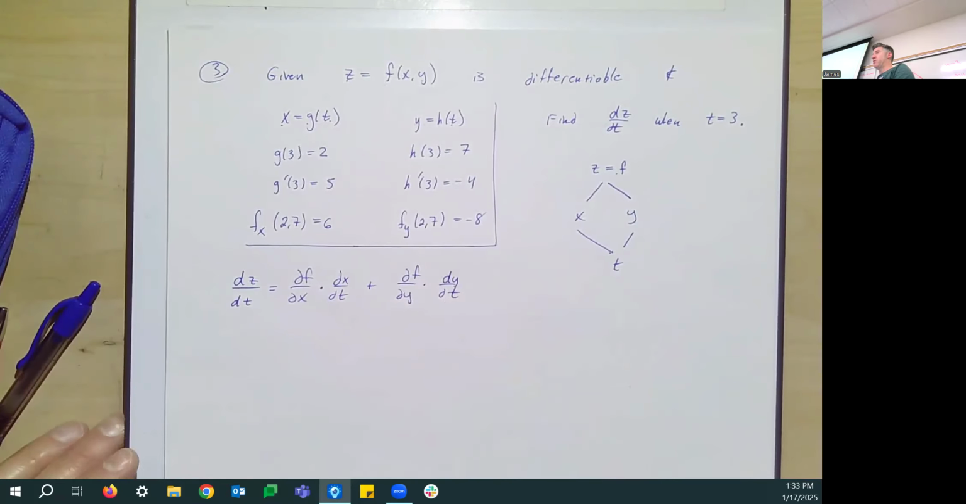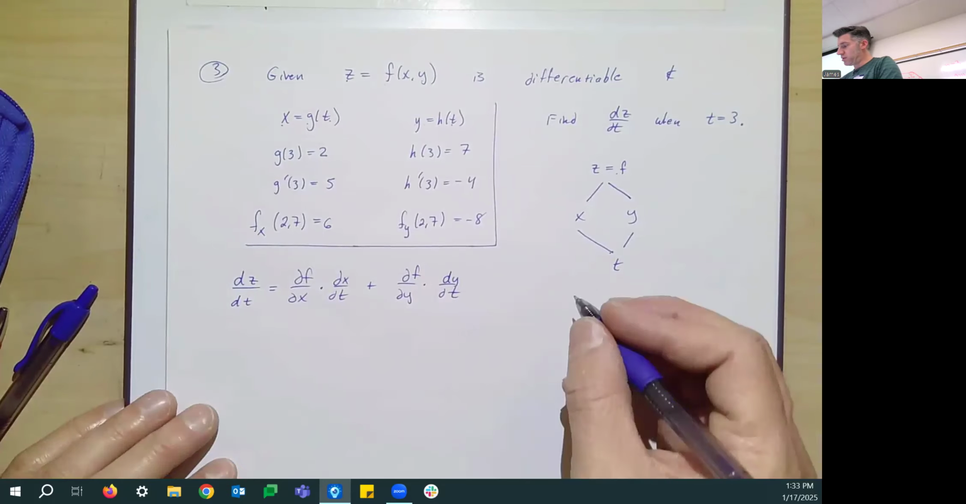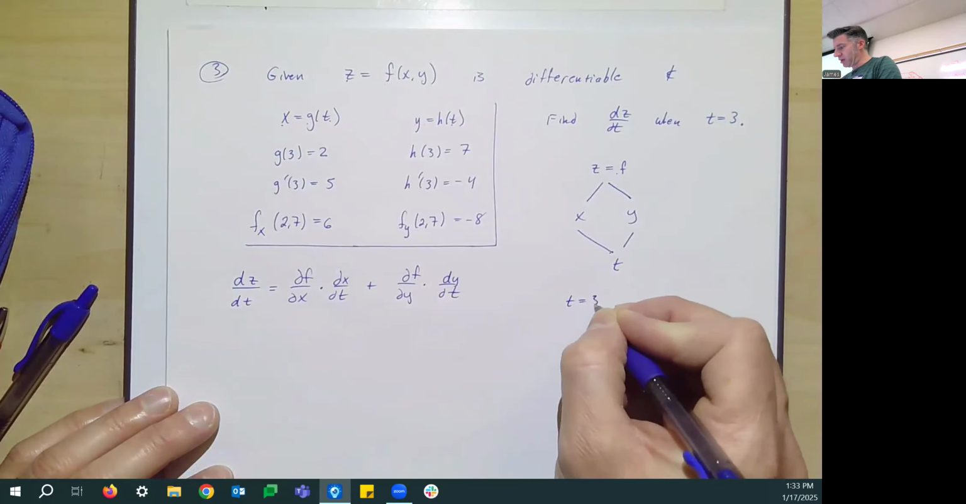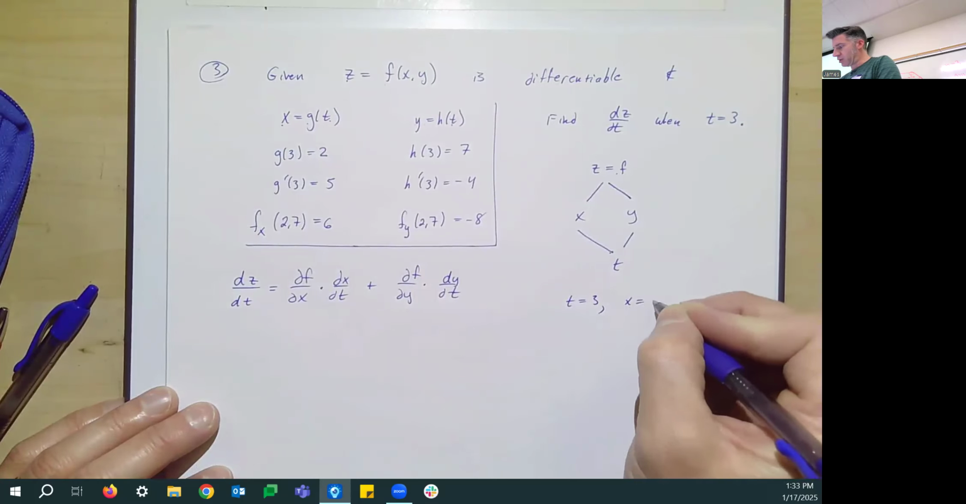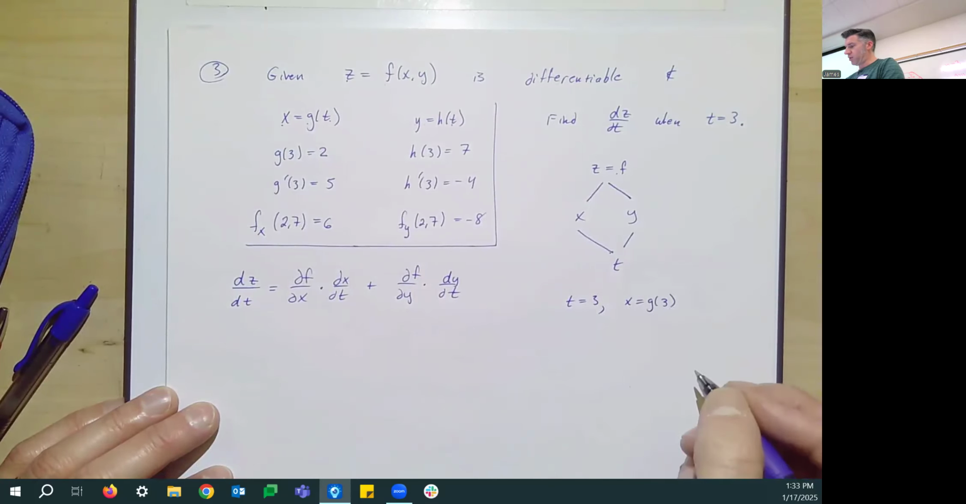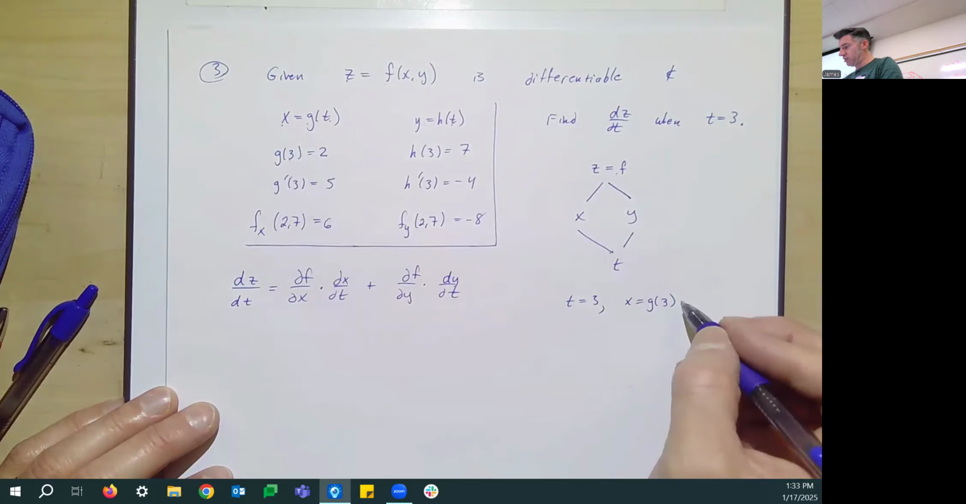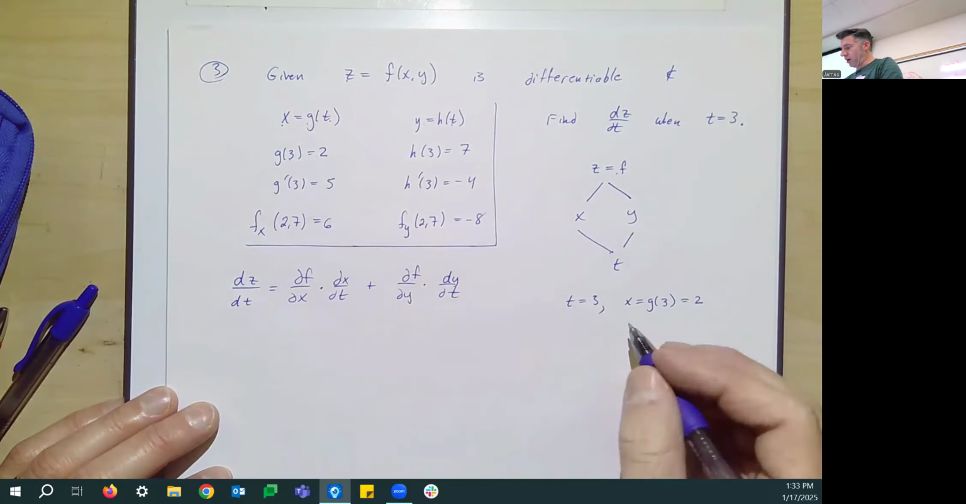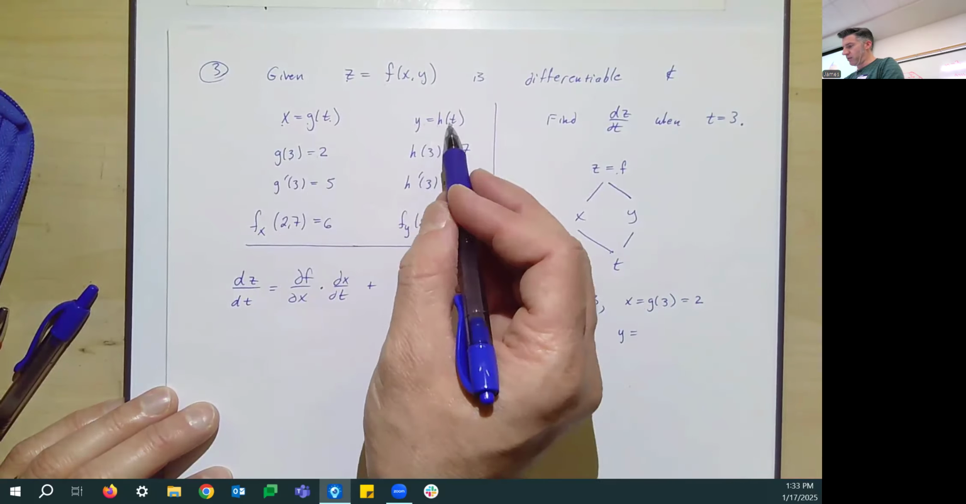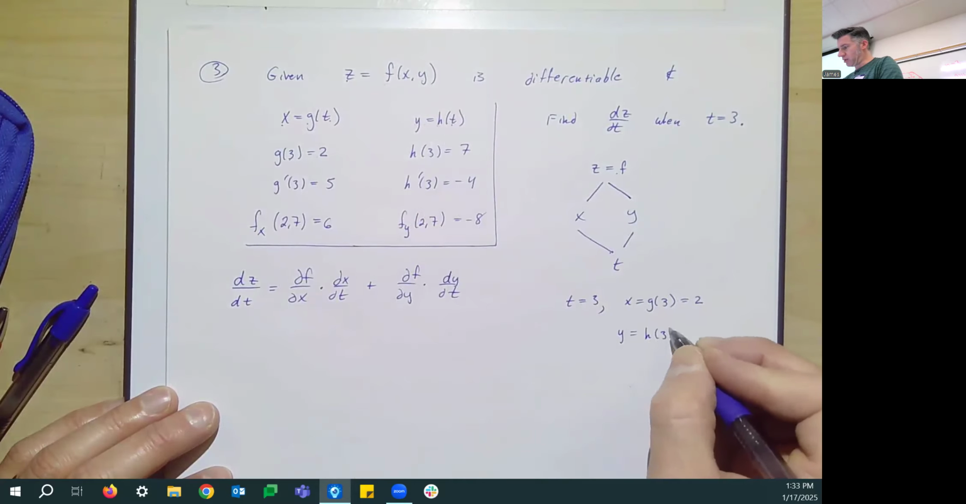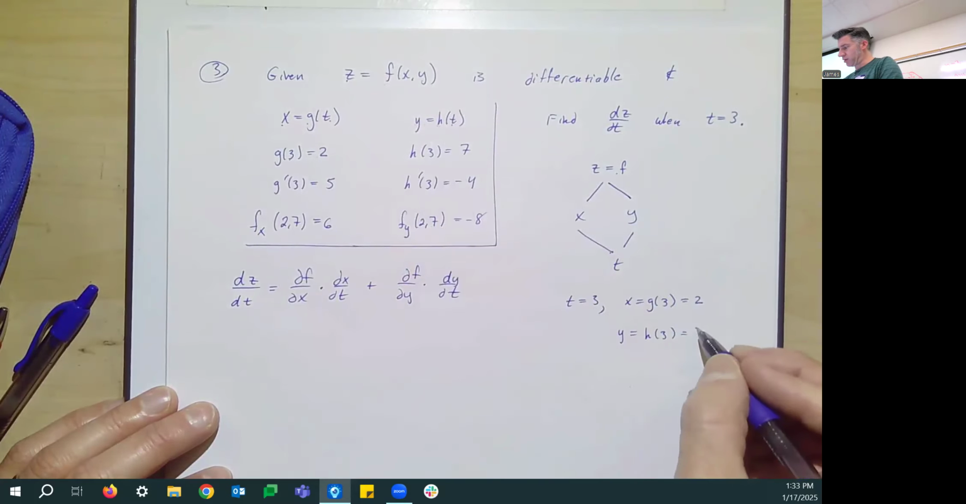And we're going to plug in t equal to 3. Okay, important to note. If t equals 3, then x is equal to g of 3, which is 2. And y is going to equal h of 3. And h of 3 we were told is 7.